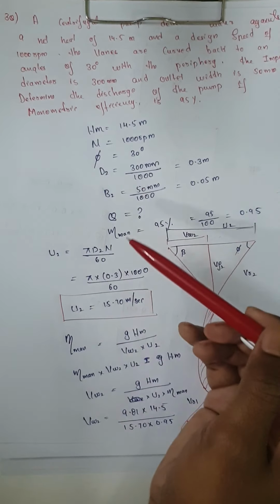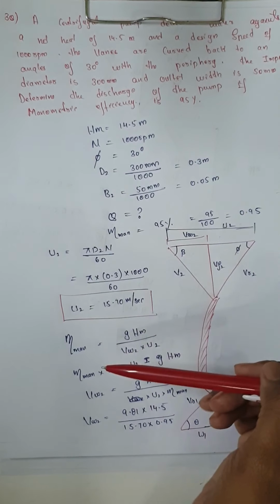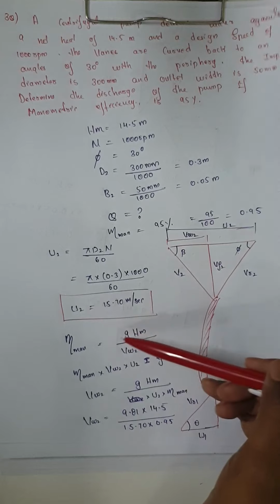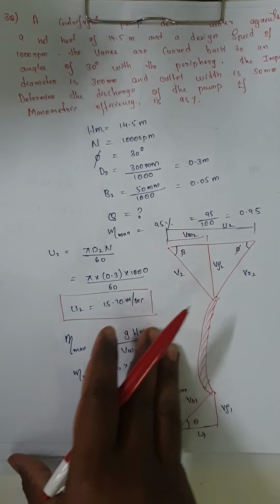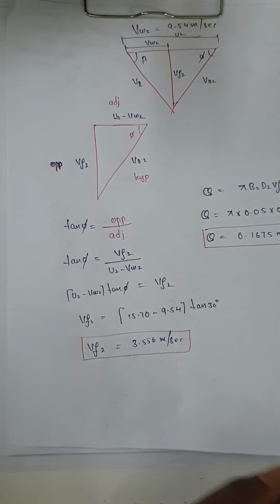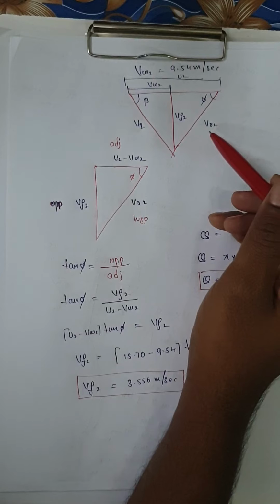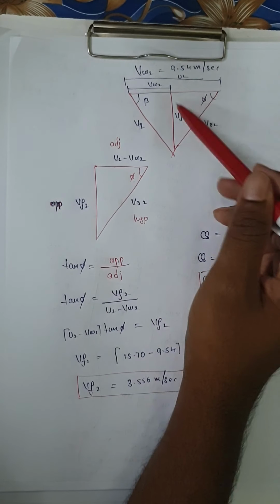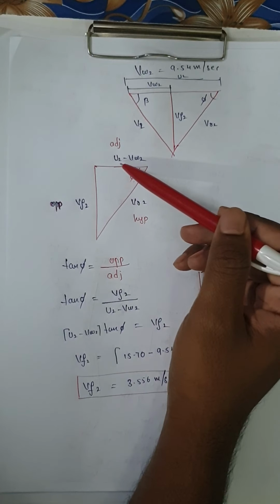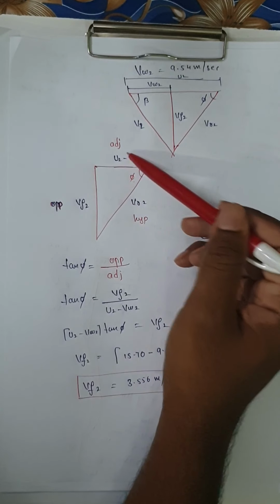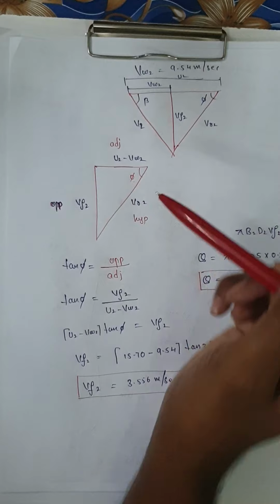So here HM is given and manometric efficiency is given. Substitute in that, and everything is known except VW2. After getting the value of VW2, next step you focus on the upper triangle, meaning the outlet triangle, where you now have two data. So better to focus on this triangle. U2 minus VW2 you know, and pi you know. Two data is enough to solve any triangle.